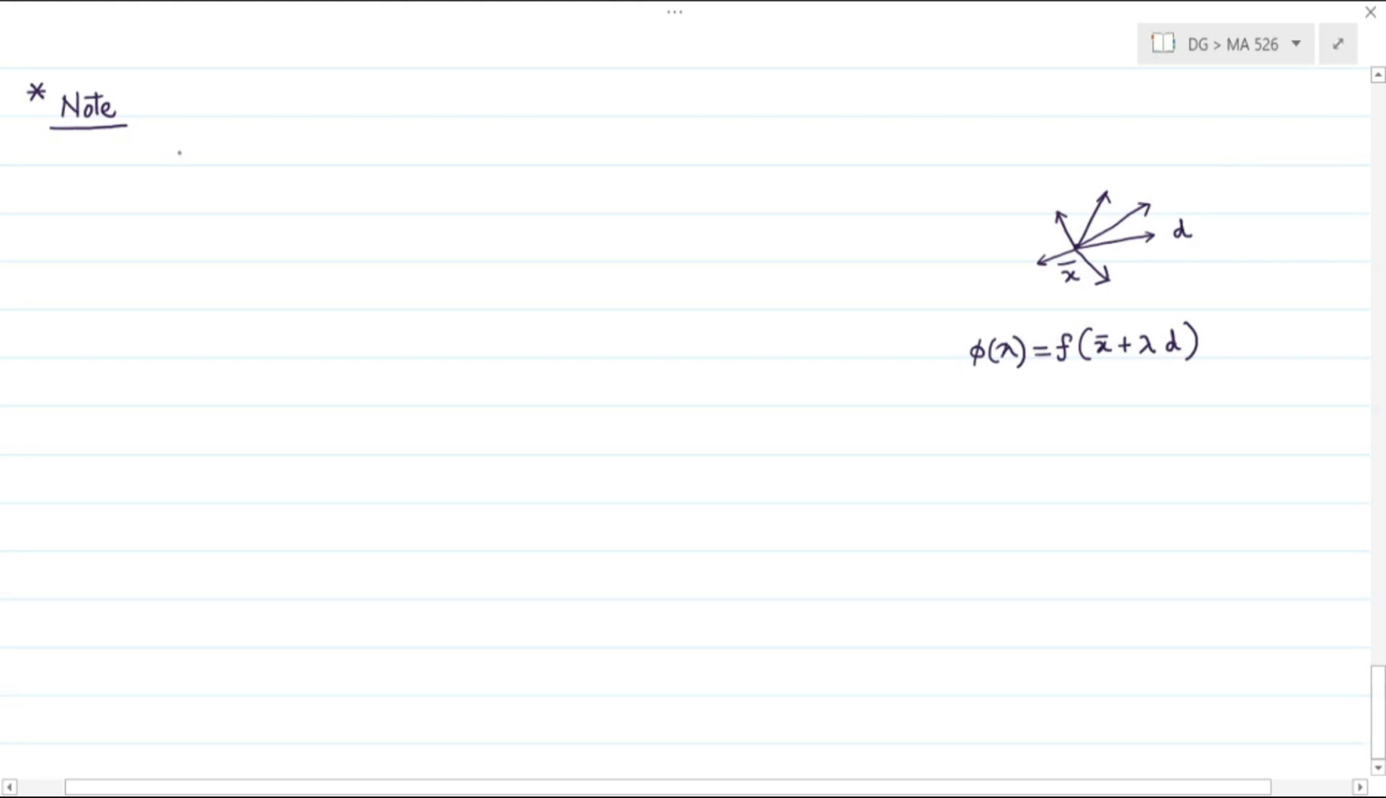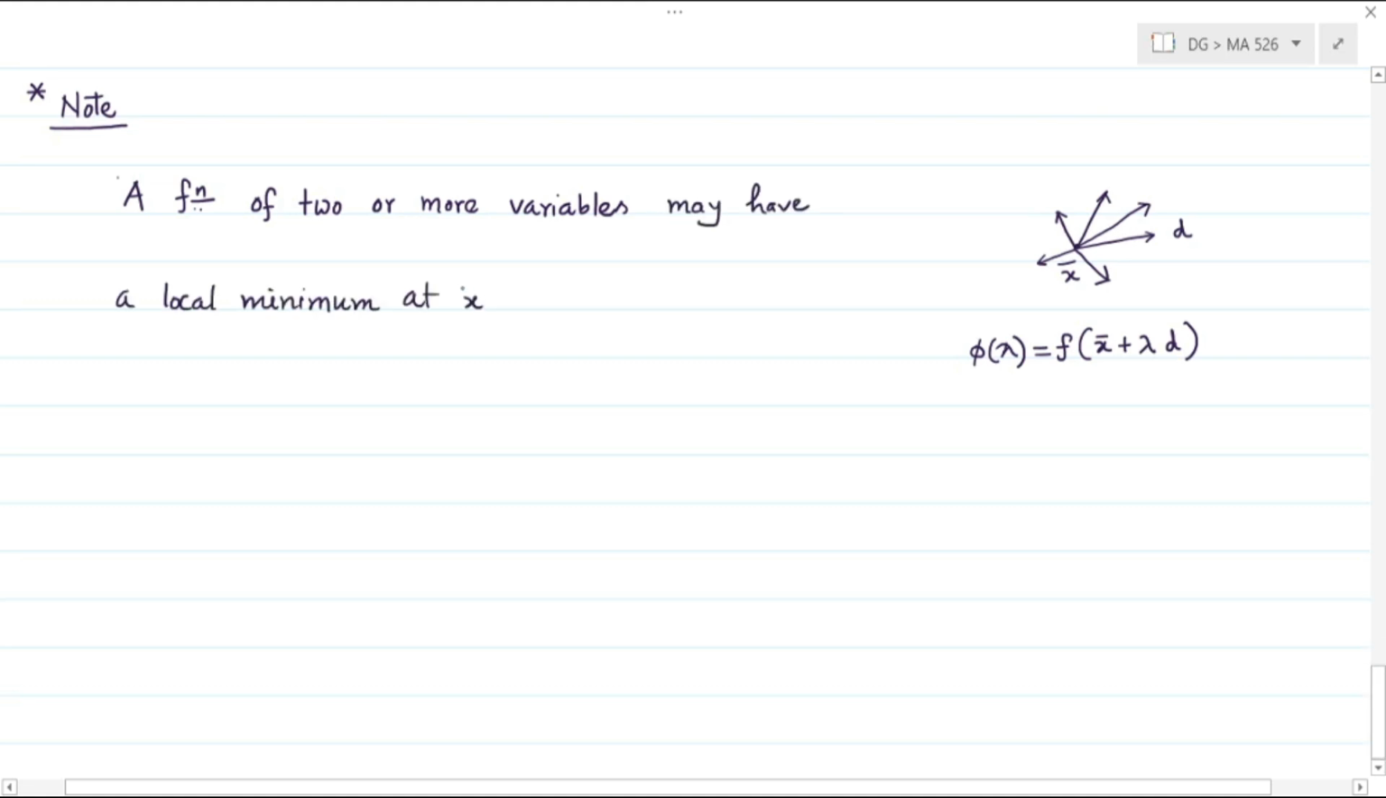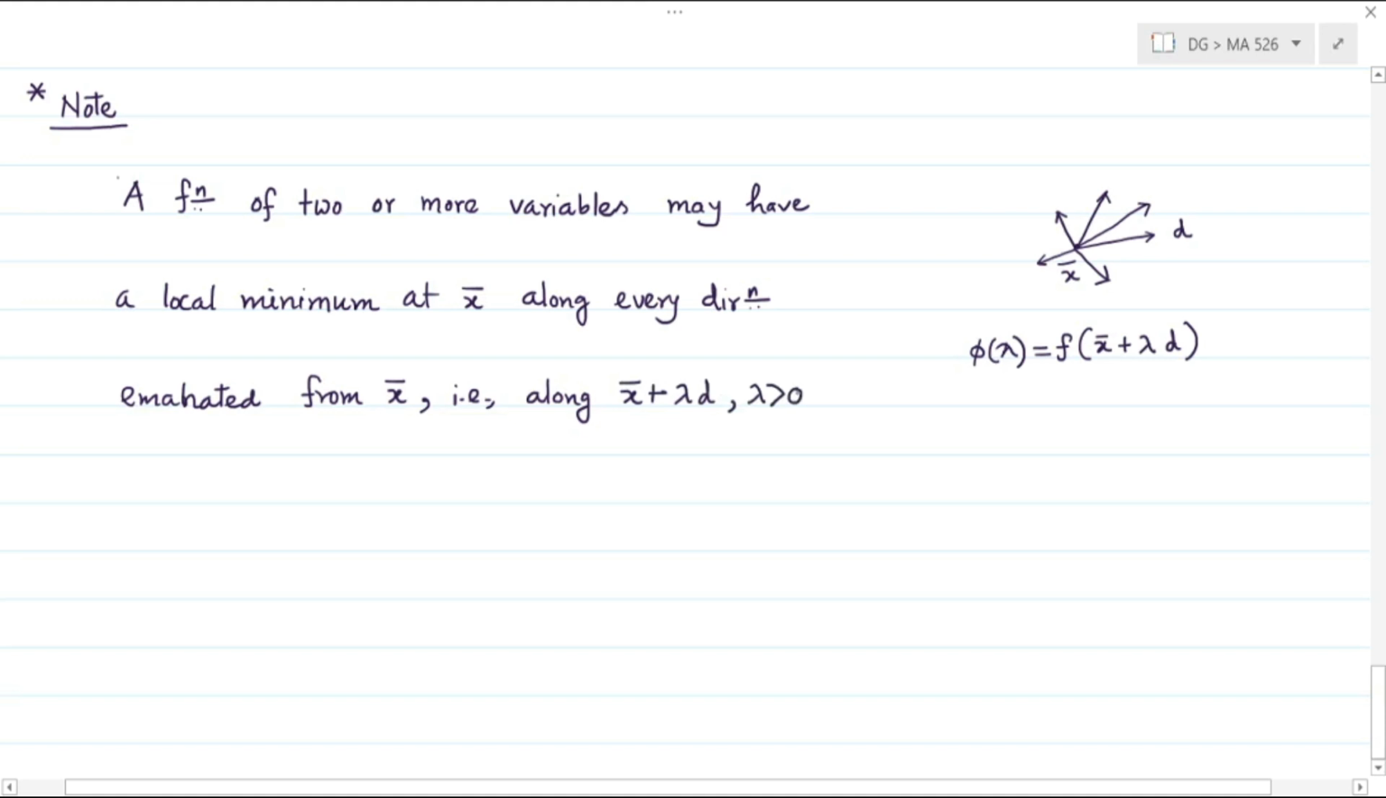So Peano's example was not just for a saddle point, but it possesses an interesting fact that a function of two or more variables may have a local minima at x bar along every direction emanated from x bar, that is along the directed line, but x bar may not be really a local minimum of the function f.